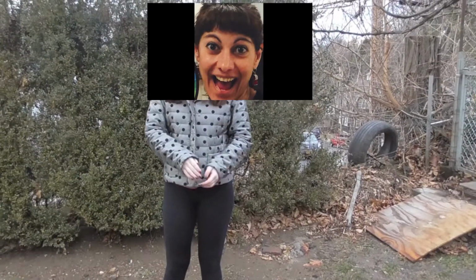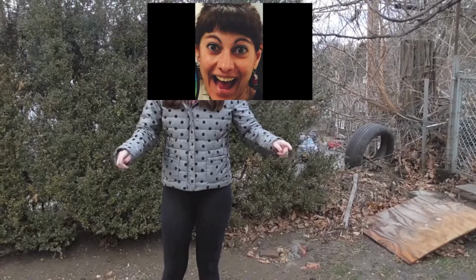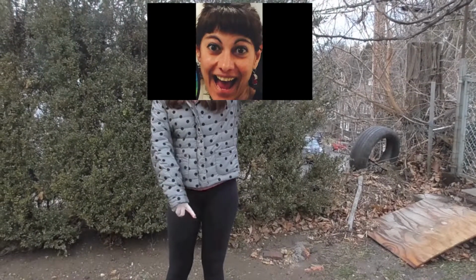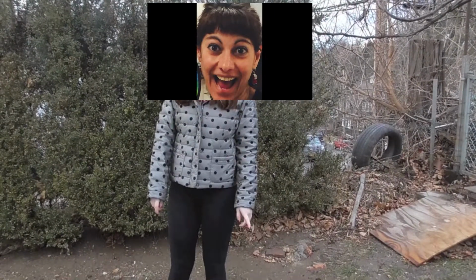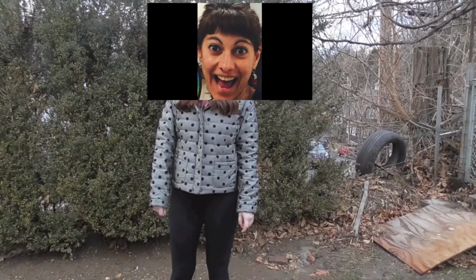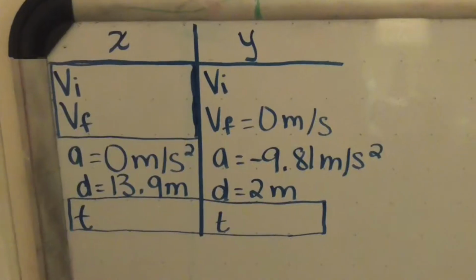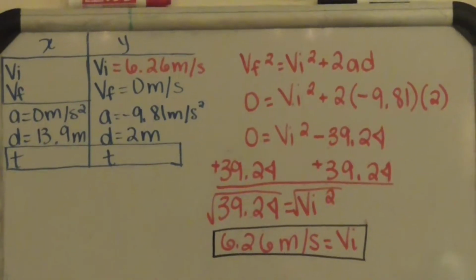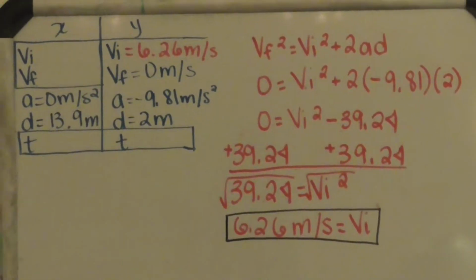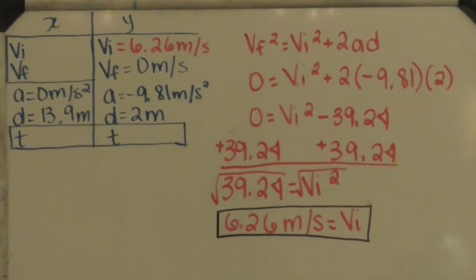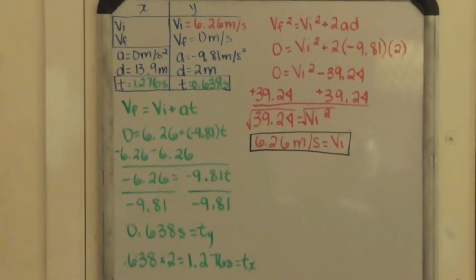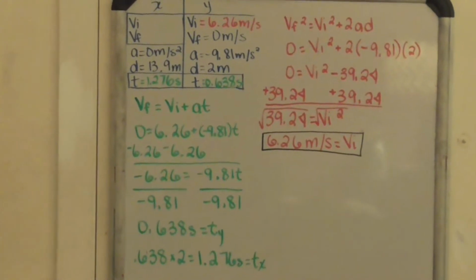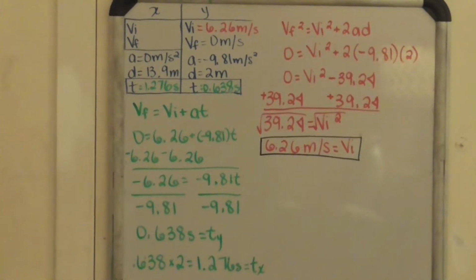Since we know that you took your shot 13.9 meters away from the goal, and the goal is 2 meters high, we can fill out a Vivatit chart to solve for the missing values and get the largest possible angle that the ball can be kicked at to get it into the goal. To solve for the initial velocity in the vertical direction, use the formula Vf squared equals Vi squared plus 2AD.